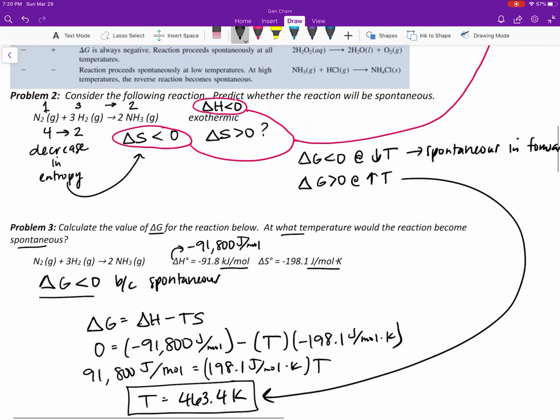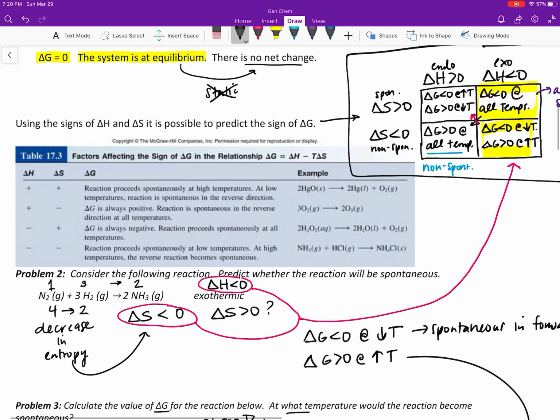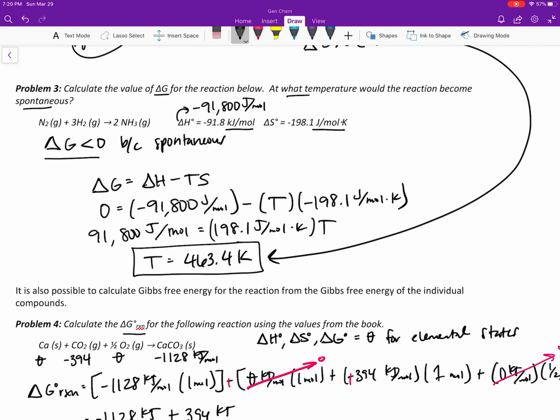Then we practiced predicting the sign based on what it's given us, exothermic. We know how to determine entropy because we can look at the phases or the number of moles. We did that in a couple of problems before and predicted the sign of delta G. Then we calculated the delta G using our delta G equals enthalpy minus temperature times entropy. This should be a delta S. Okay. We just plug the values in, making sure they're in the same units.